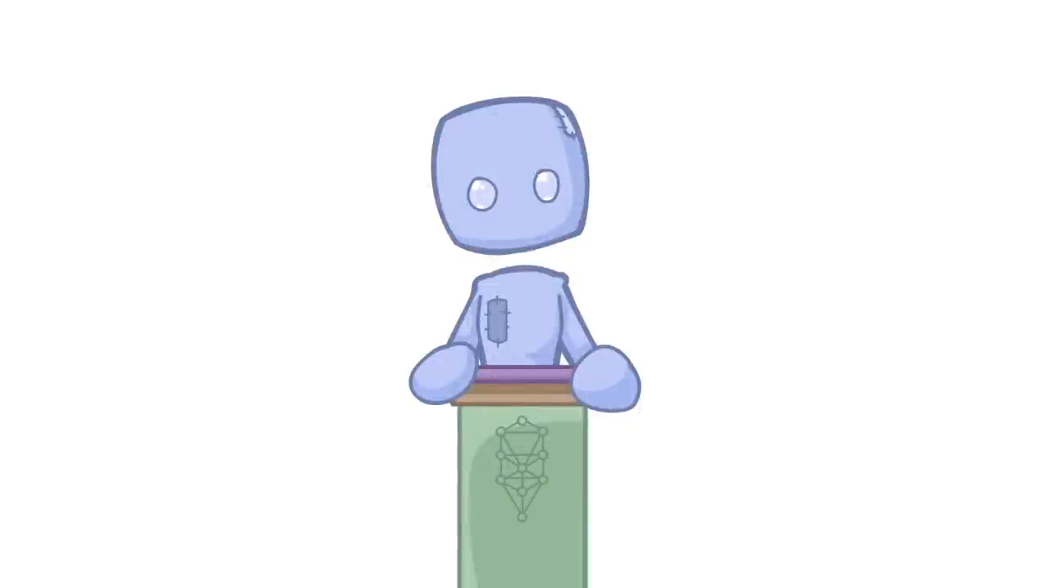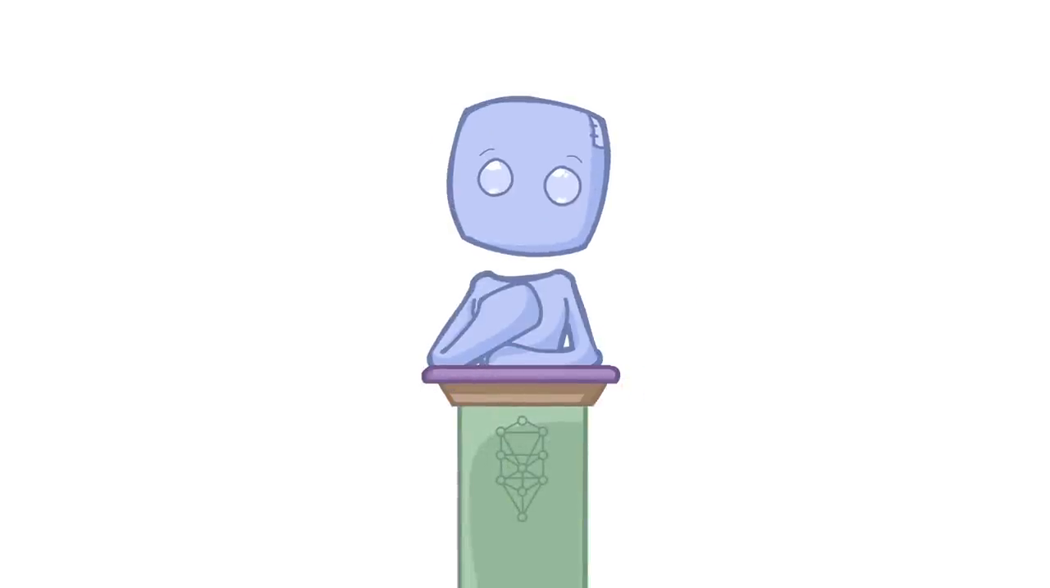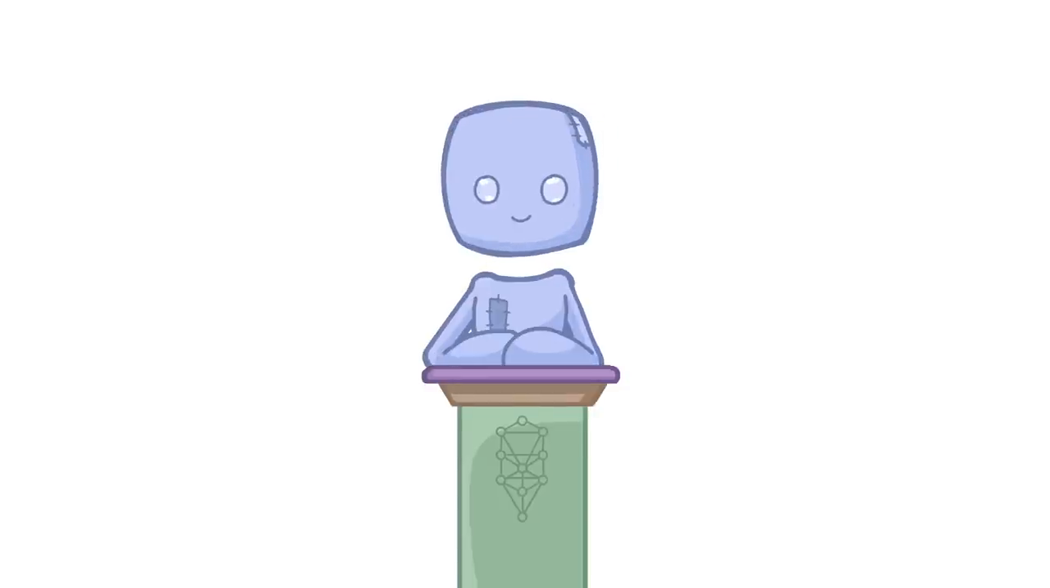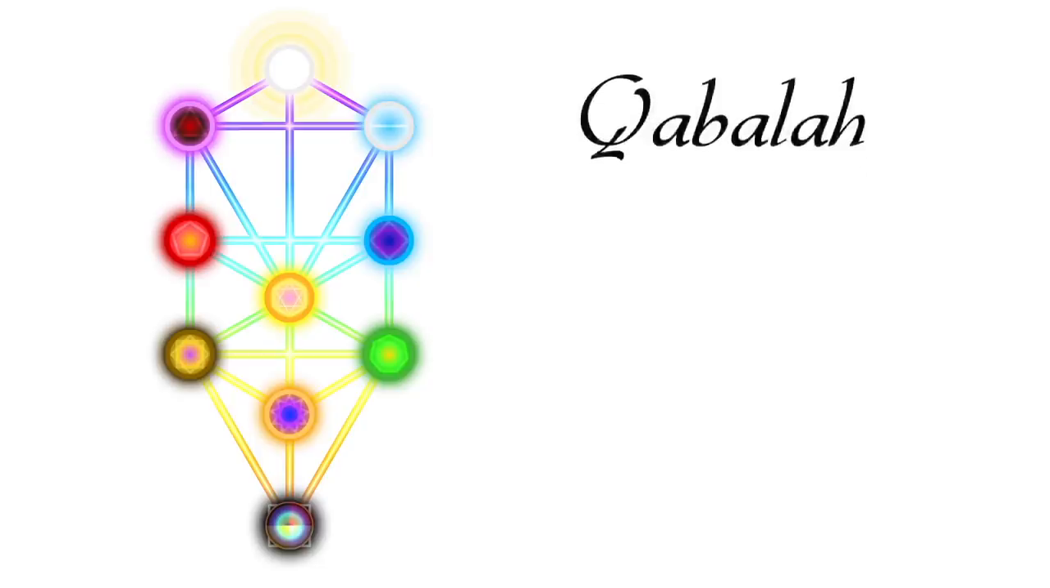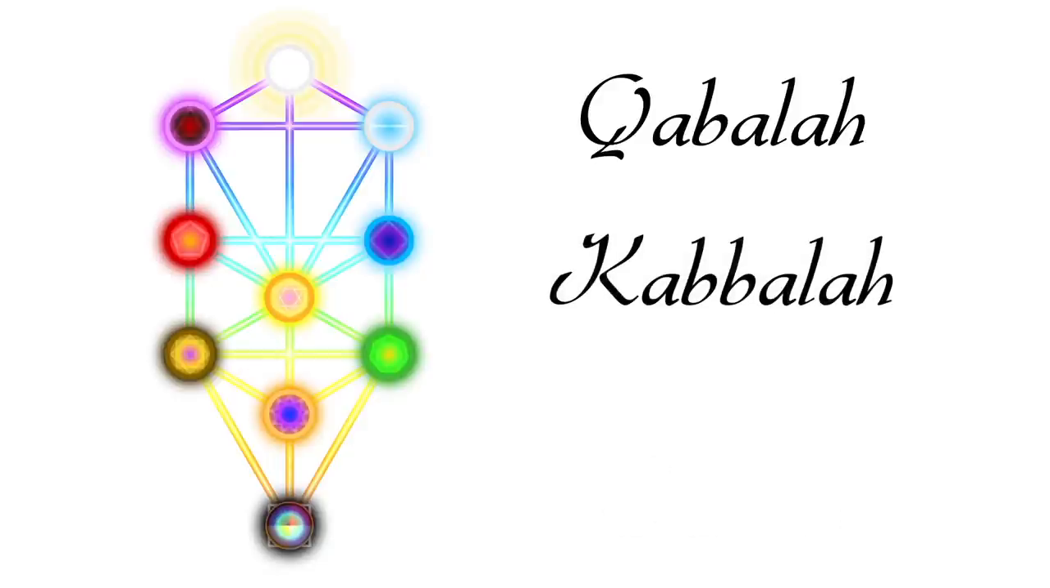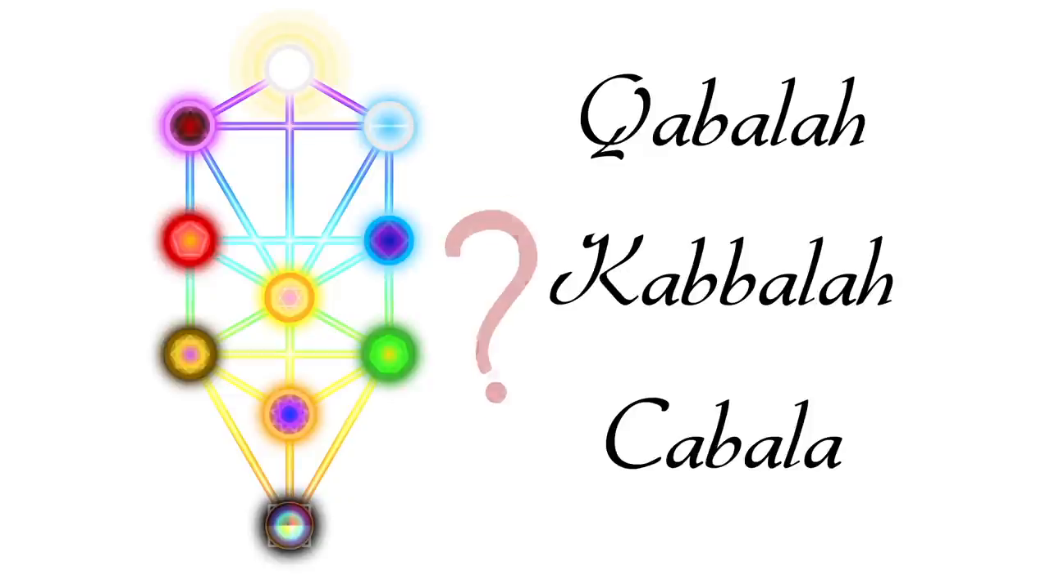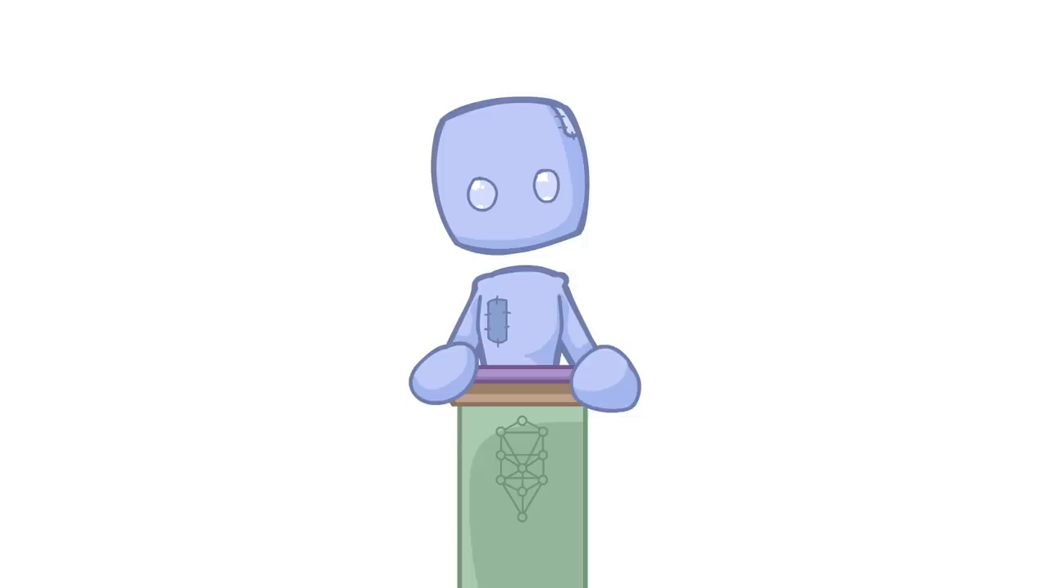Okay, so moving on, let's get clear now about the translation and spelling in English of the word Qabalah. There are several different versions that you might be familiar with. There is Qabalah with a Q, the one that we've been using. There is also Qabalah with a K and Qabalah with a C. So why is that? Well, it's interesting.